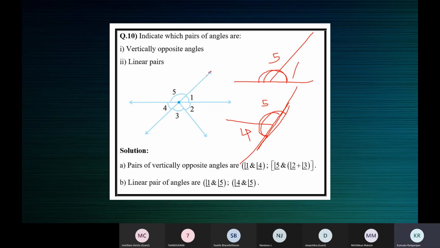Now, this is a straight line. This is a straight line. And we have 1, 2, and 3 on it. But they don't form a linear pair because there are 3 angles. Linear pair is about 2 angles which add up to 180.